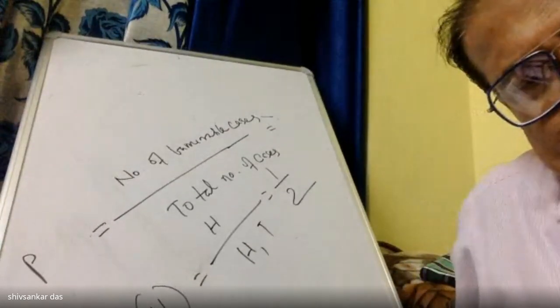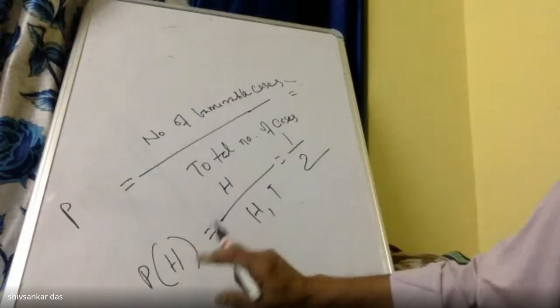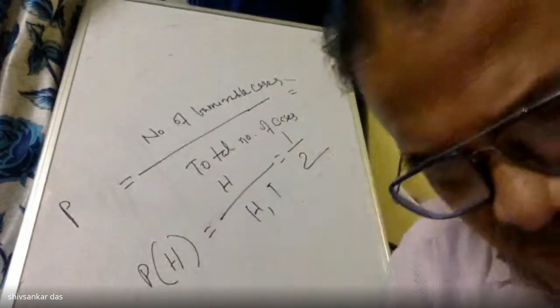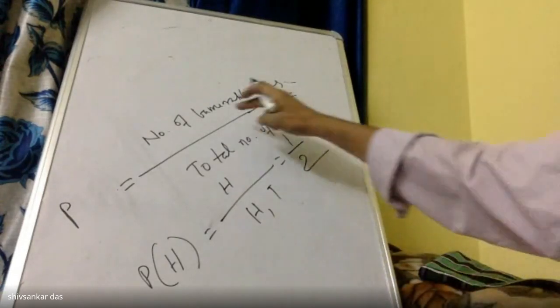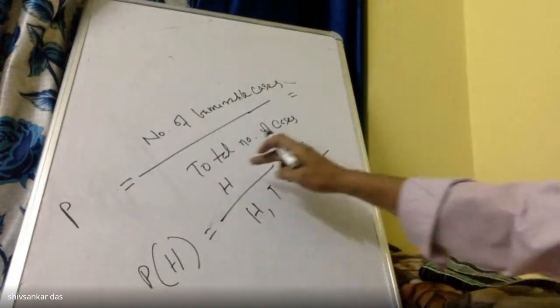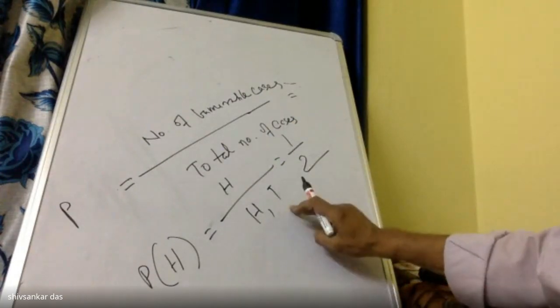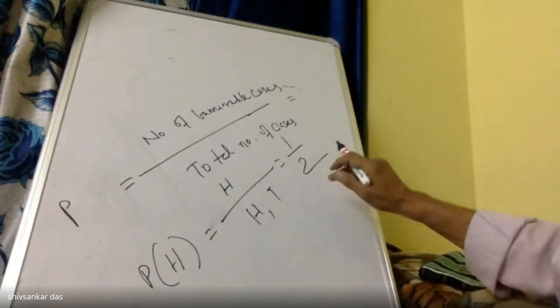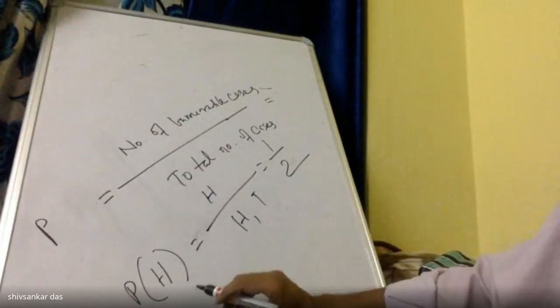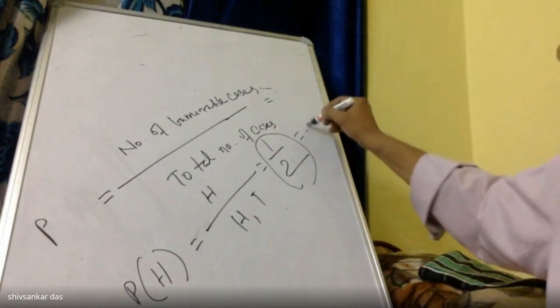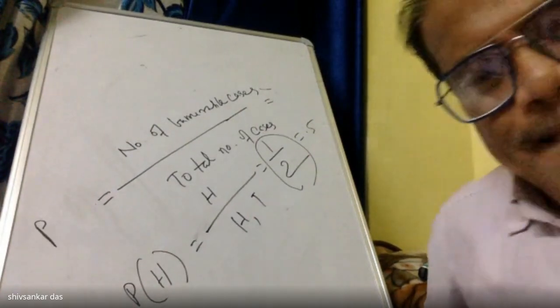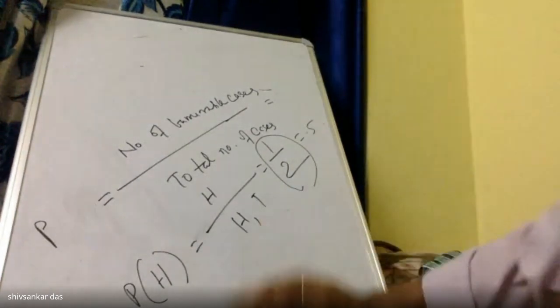Probability of getting head in case of one toss of a coin is 1 by 2, because favorable cases is 1, that is head, and total number of cases is 2, head and tail. So probability of getting head in one toss of a coin is 1 by 2, that is equal to 0.5. Somebody was saying 0.5. Okay?